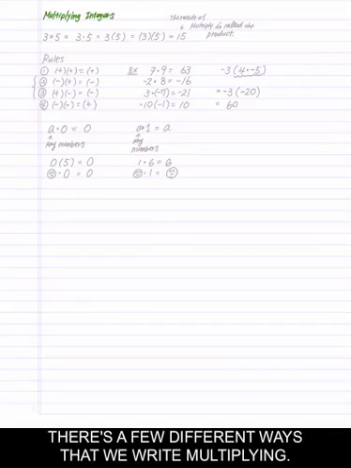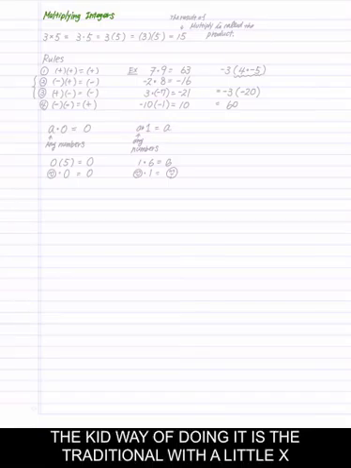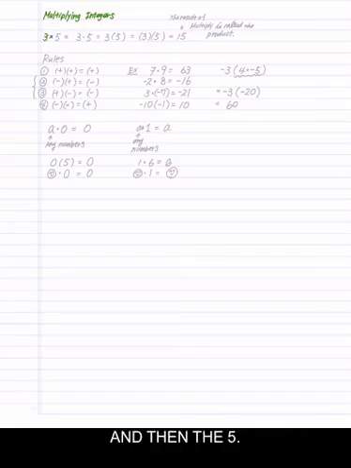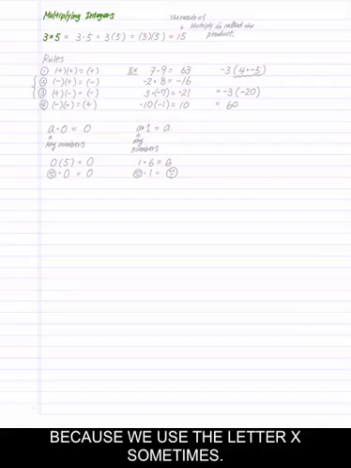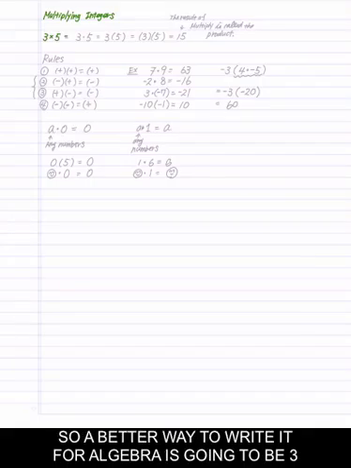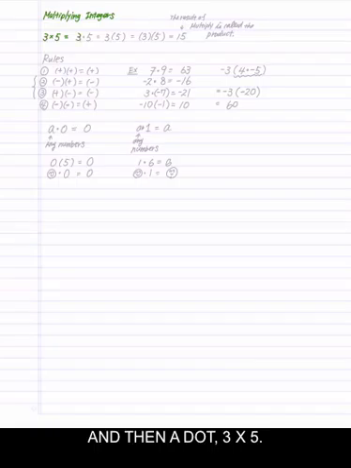There are a few different ways that we write multiplying. The kid way of doing it is the traditional 3 with the little x and then the 5. So 3 times 5. We try to avoid this when we start getting into algebra because we use the letter x sometimes. So a better way to write it for algebra is going to be 3 and then a dot, 3 times 5. So this is a common way.